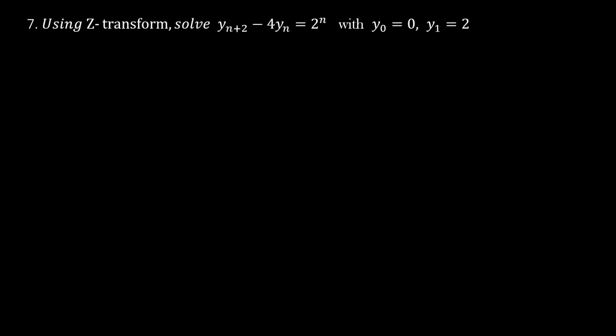Next problem. Using Z transform, solve y(n+2) − 4y(n) = 2^n with the initial conditions y(0) = 0 and y(1) = 2.